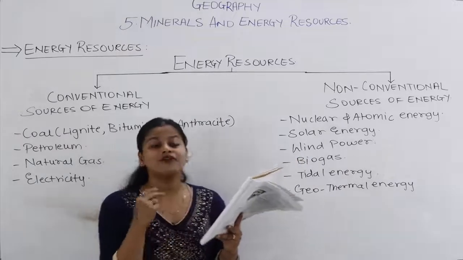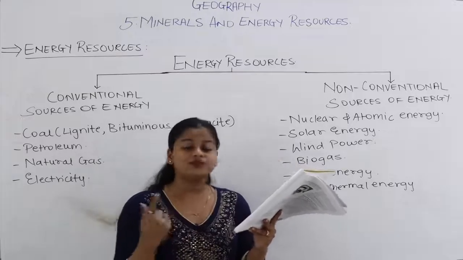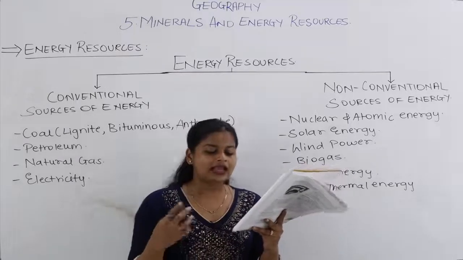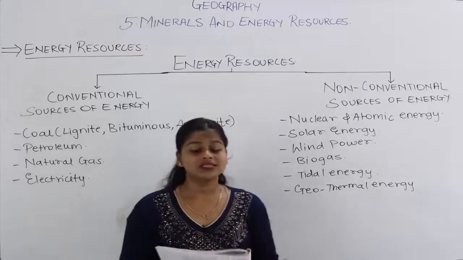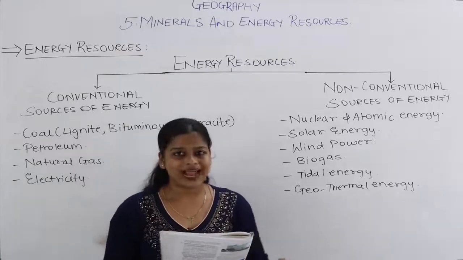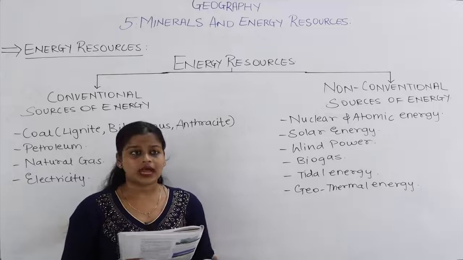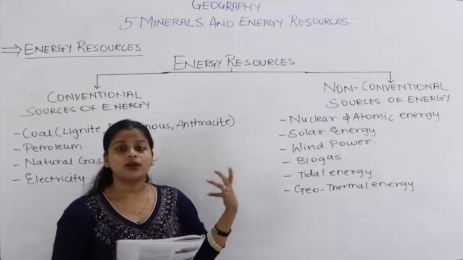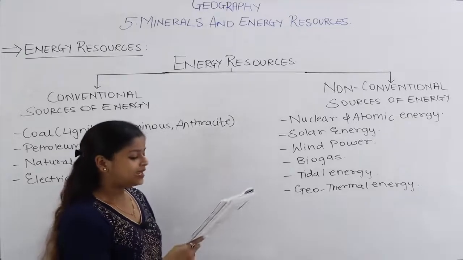These have twin benefits. First, they help to form energy, and second, they give improved quality of manure. Biogas is by far the most efficient use of cattle dung. So the best way we can use cattle dung is by producing biogas energy. Now the next one is tidal energy.